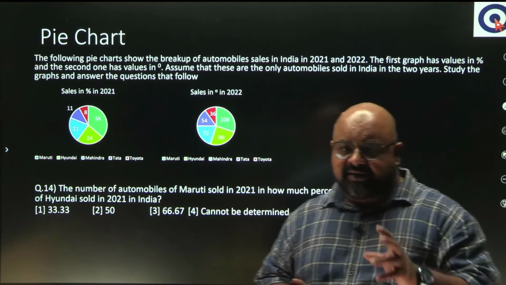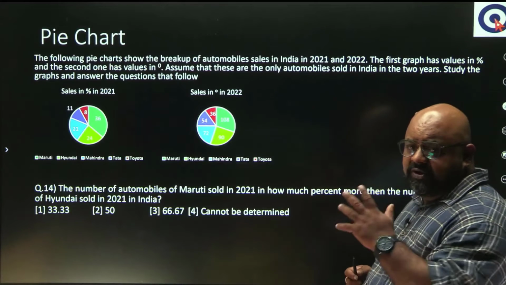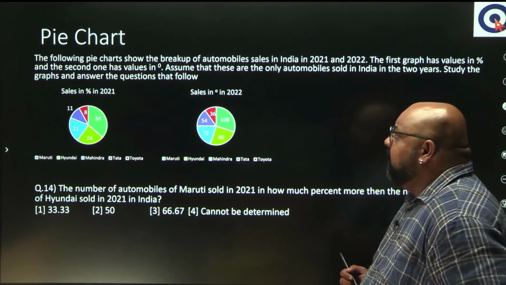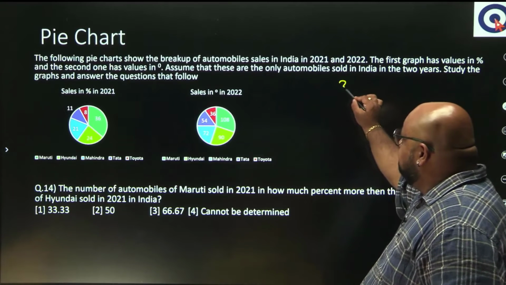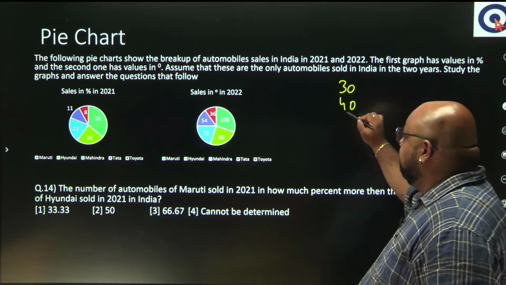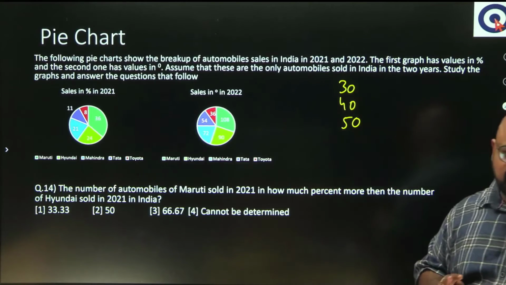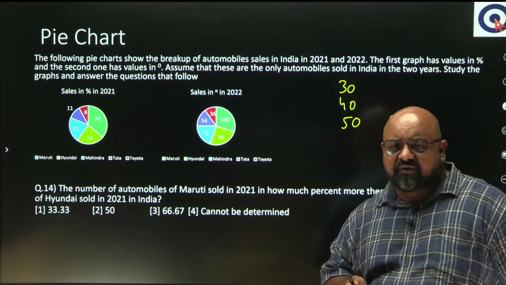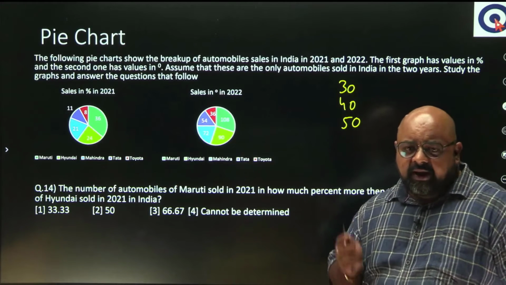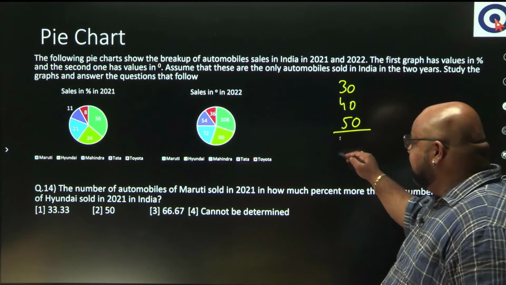Suppose I say that my scores in 3 sections are 30, 40 and 50. There are 3 sections that I sat for in the CUET exam. In the first section I scored 30, the second one I scored 40, the third one I scored 50. So my total score is 120. I want to make a pie chart for this.